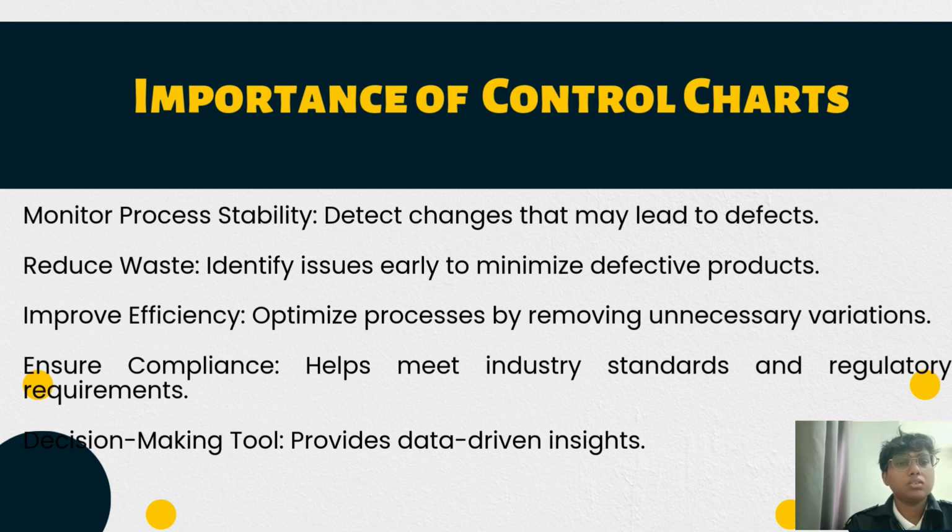Now let's talk about control charts and why they are so important. A control chart is a simple yet powerful tool used in SPC to monitor process performance over time. It helps us to identify whether a process is stable or if it's being affected by special cause variations. Control charts allow us to track data and trends, detect deviations early, and make adjustments before defects occur. This reduces waste, improves efficiency, and ensures compliance with quality standards. Ultimately, control charts provide us with a clear, data-driven way to make decisions about our processes.